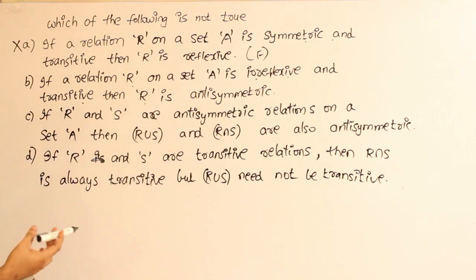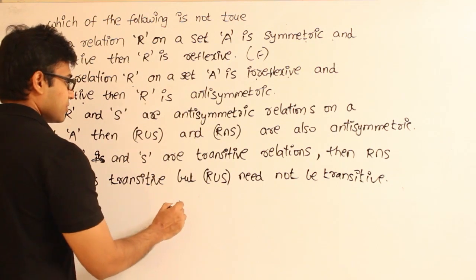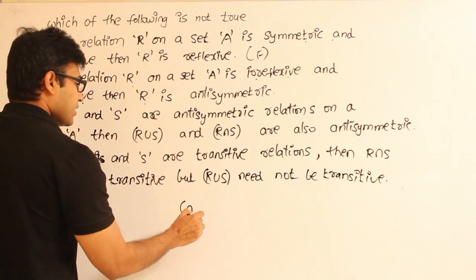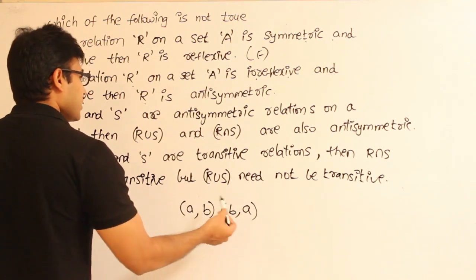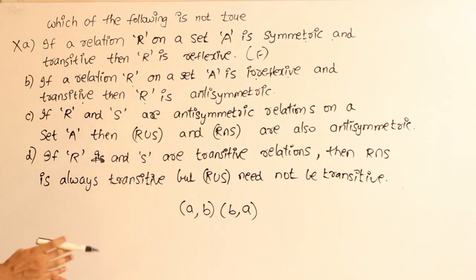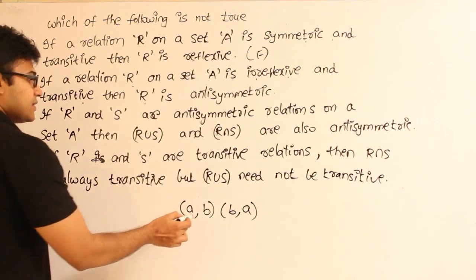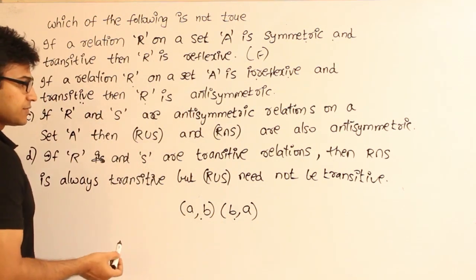Let us assume that R is not antisymmetric. Then what happens? That is my assumption. If it is not antisymmetric, then (a, b) and (b, a) might be a pair present in this relation R, which is causing it to not be antisymmetric. Now, since this is present in the relation R, and it is also already given that it is transitive.